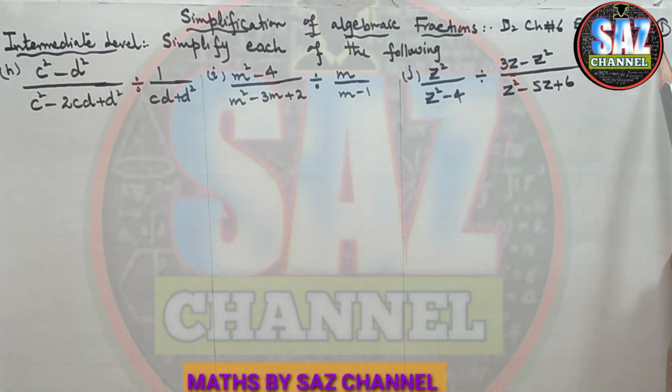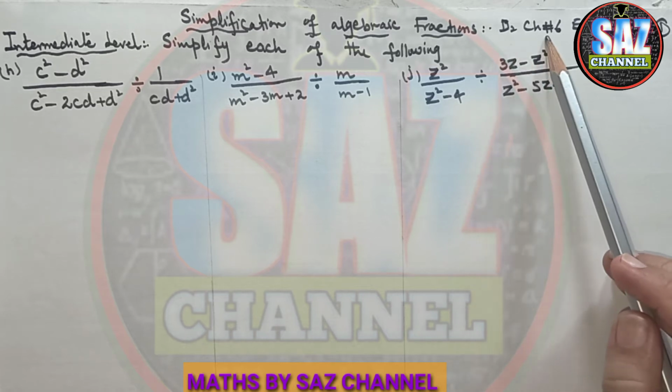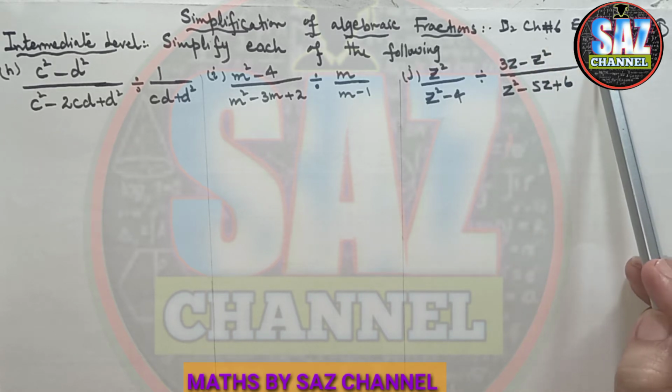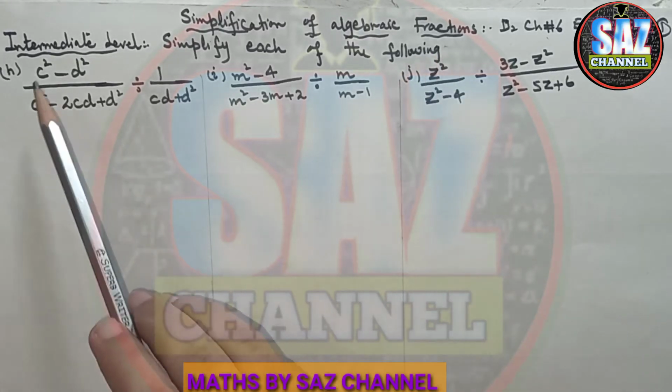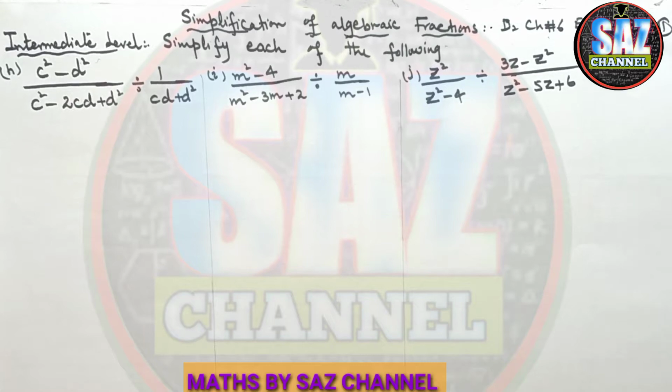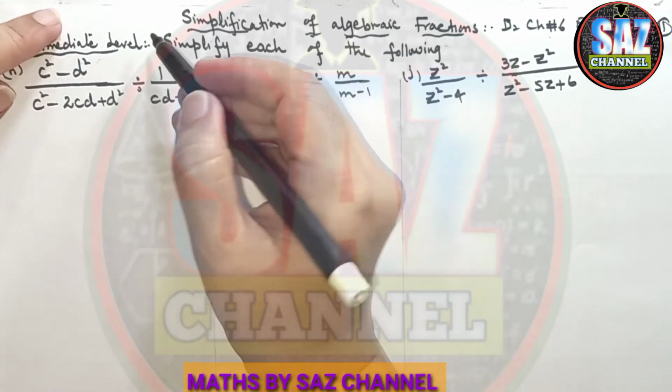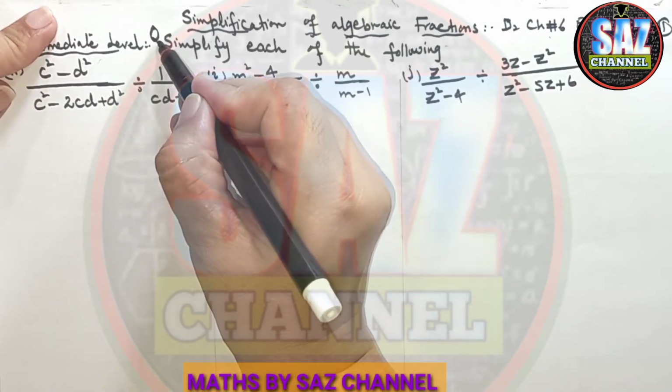This is my 11th lesson of D2 chapter number 6 exercise 6a, that is about simplification of algebraic fractions. In this lesson I will solve intermediate level question number 6 that says simplify each of the following fractions.